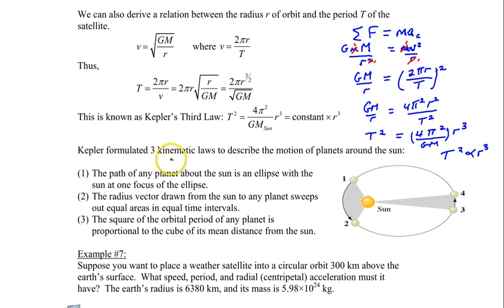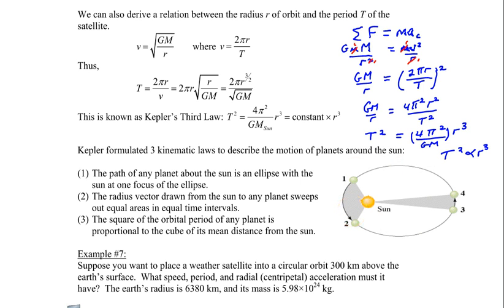Kepler formulated 3 kinematic laws of planetary motion. The first law is that the path of any planet will be in an elliptical path, with the sun at one focus, as you can see here. So you know in an ellipse there are 2 foci. So the sun would be located at one focus, and this is the planet as it revolves around the sun. Or it could be a comet, or any astronomical body revolving around the sun.